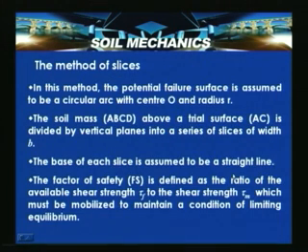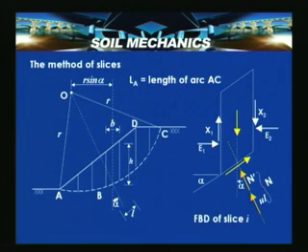In the method of slices, the potential failure surface is assumed to be a circular arc with a center of rotation O and radius r. How to locate this critical failure surface, we look into later. Now, let us consider a slope cross section having a certain slope inclination, where A, B, C, D is the portion of soil subjected to movement.